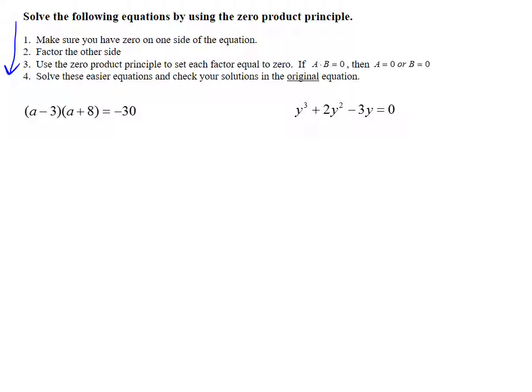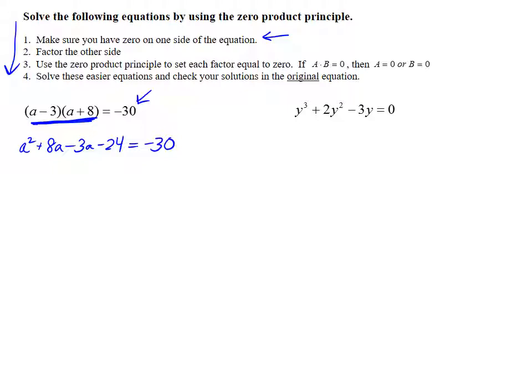We have a factorization on the left, but we do not have 0 on the right. You must have 0 on one side of the equation as your first step. Because we don't, this factorization is meaningless. So to actually move the 30 over, we're going to need to multiply that out. So a squared, when we FOIL, plus 8a minus 3a minus 24 equals negative 30. So that factorization is useless without having 0 on one side.